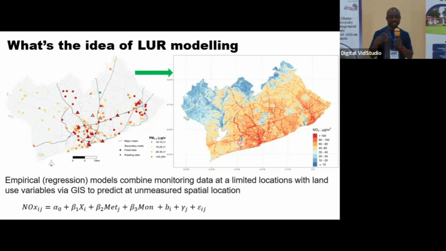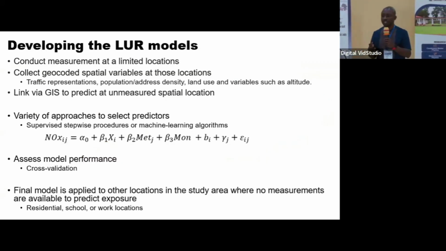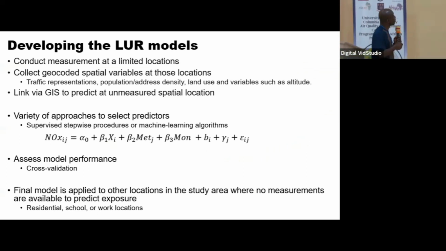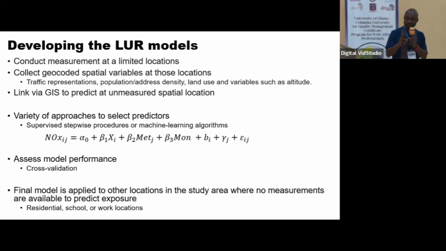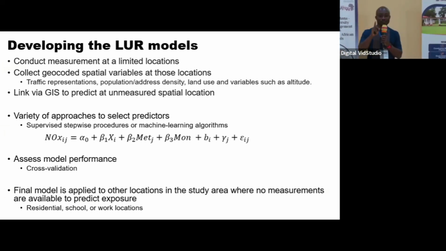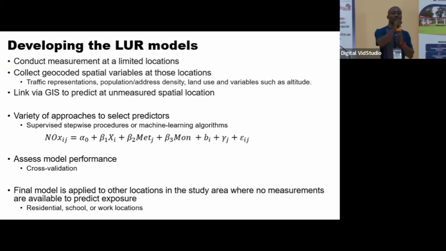So, if you're thinking of developing a land use regression model, these are some of the steps you have to think about. You need to design your measurement. Limited money, so conduct measurement at some limited locations. Collect geocoded information, that is very key. You need to have a map, and all of your variables have to be able to be geocoded, in other words, located on the map.